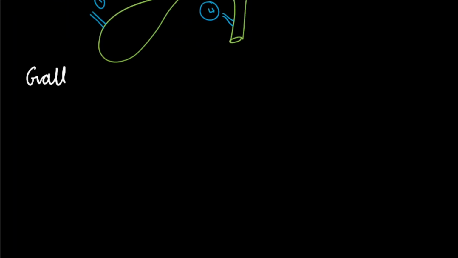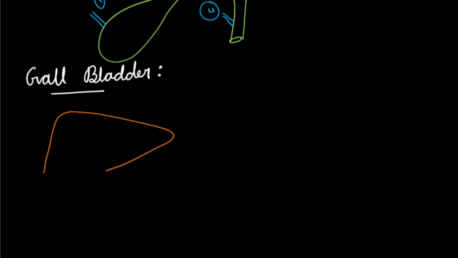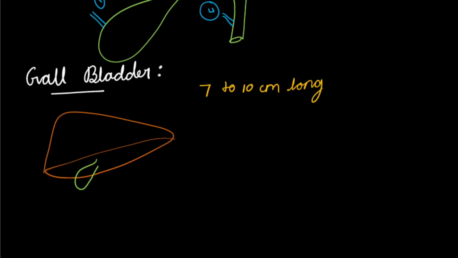Now the second component of the extrahepatic biliary apparatus is none other than our gallbladder. So we all know that the gallbladder is a pear-shaped organ, and it is situated on the inferior surface of the liver, like this. Regarding the dimensions of the gallbladder, it is 7 to 10 centimeters long, and it is 3 centimeters broad in the widest part. And the capacity of the gallbladder is around 30 to 50 ml. So these things are more important from an MCQ point of view.